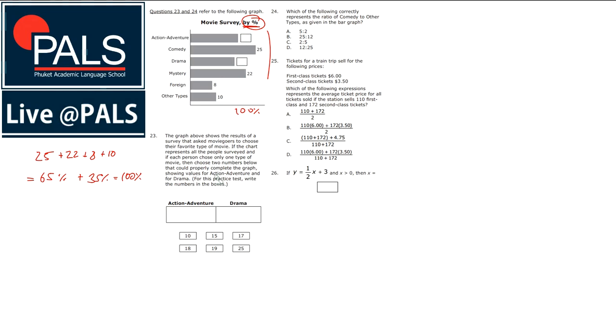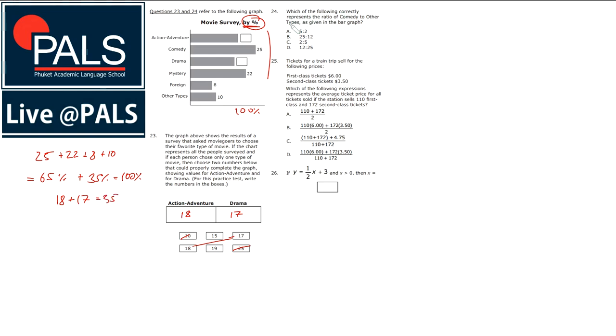So the numbers are larger than 10, so it cannot be this, it cannot be this. 19 plus 17 is 36. That would be 34. So 17 plus 18 is 35. So that means action adventure is 18 and drama must be 17. 18 plus 17 is 35.